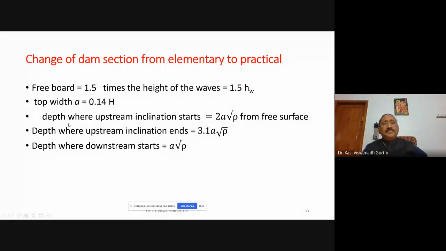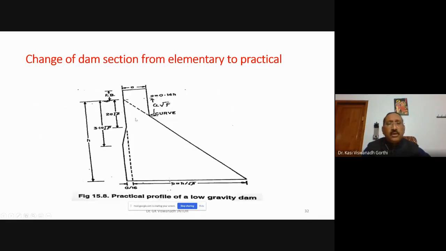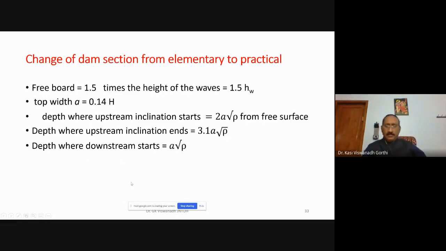and the depth where the upstream inclination starts will be 2A root rho. This is the value of 2A root rho. And here it is A root rho, and 3.1 A root rho is the one at which the upstream inclination ends, and H is this. This is the A by 6. So this is all the practical profile and the change of dam section from elementary to the practical profile.